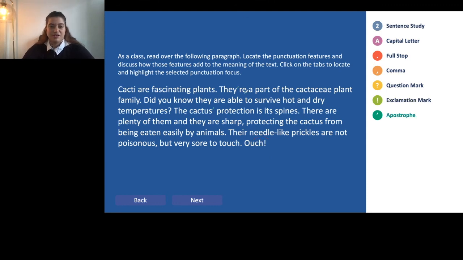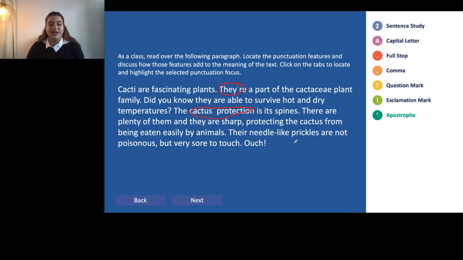And our apostrophes. So we have their, cactus's protection, because remember these two are linked. It's the cactus's protection. And that is our example of the apostrophe.